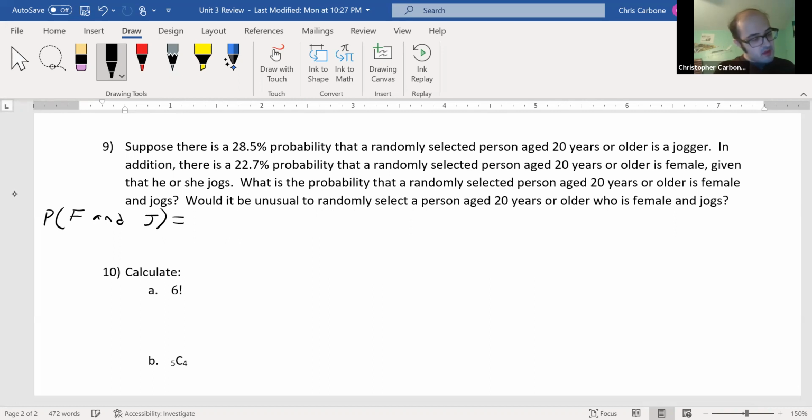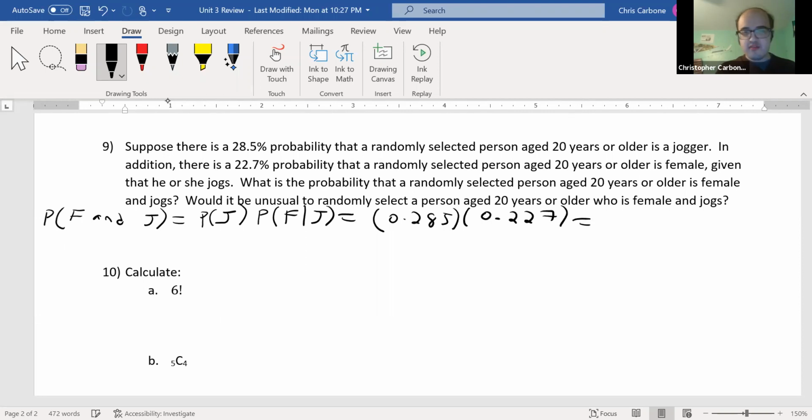So, in order for us to do this, we are going to take the probability of being a jogger, times the probability of being female given that he or she jogs. I wrote this wrong at first. There we go. This will be 0.285 times 0.227. Multiply those together, this is 0.065.